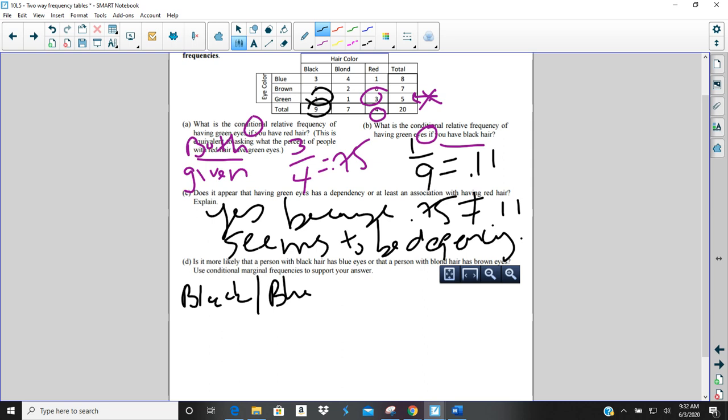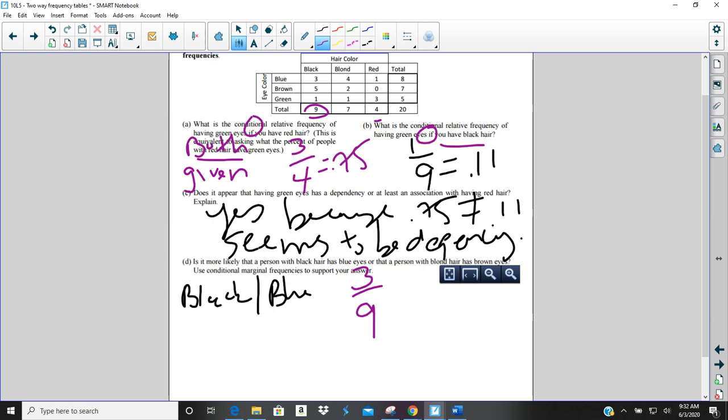I'm actually saying that I want to know, if you have black hair, what's the likelihood that you're going to have blue eyes? So the black in this case is the given. Let me erase some of this stuff up here. I'm going to go to the black, which is black hair, which is down here, 9. And then I'm going to jump up and say, okay, what's the probability they have blue eyes, which is 3.